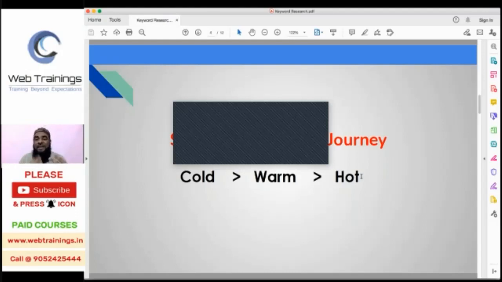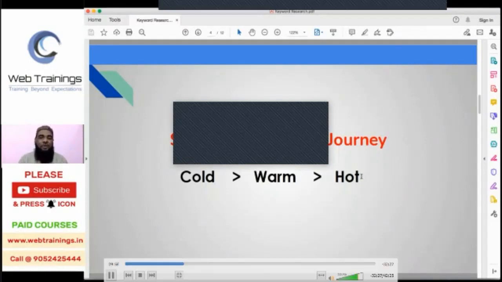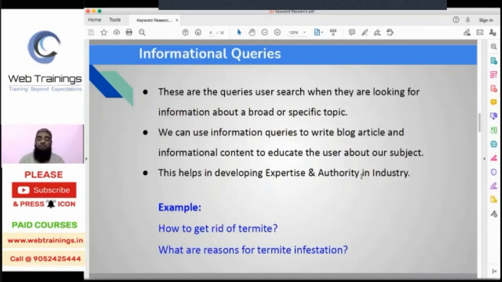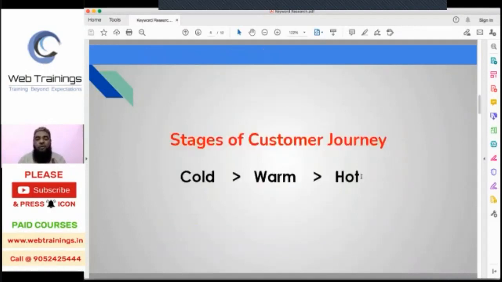So what happens here is, depending on the stage the user is in, his mindset and his search queries will change. A person who is in the hot stage, his query is different. A person in a cold stage, his query is different. So to understand the behavior of the user based on where he is, based on what he's actually accessing, we also have one very interesting concept, which is basically called types of keywords. Based on the audience, based on where they are right now, we can understand the type of queries they have. So generally cold, warm, and hot.